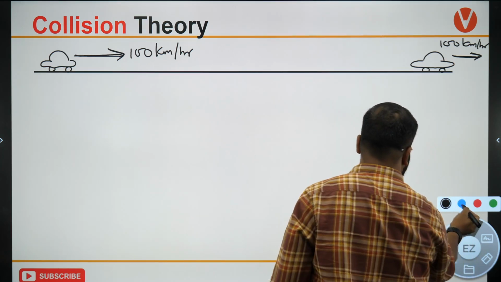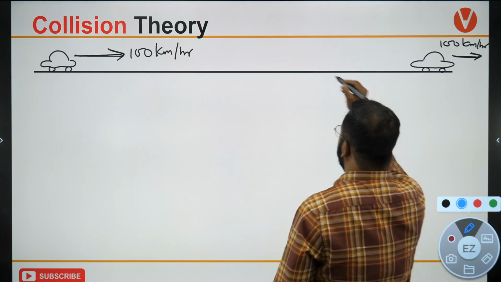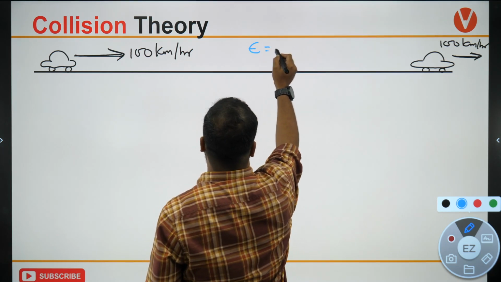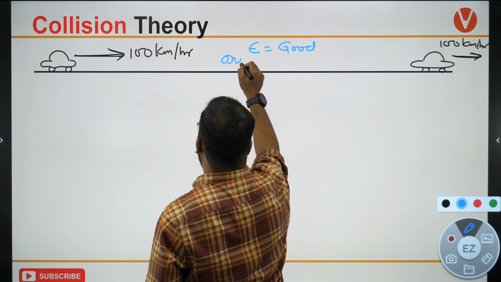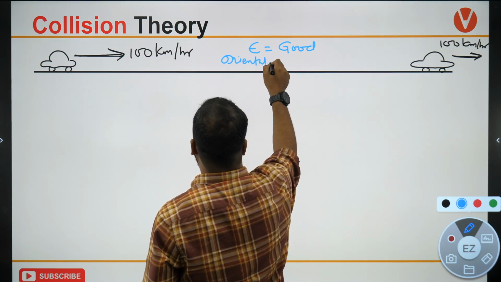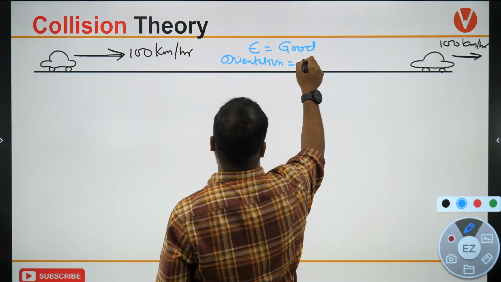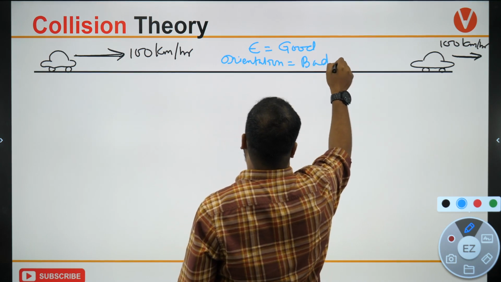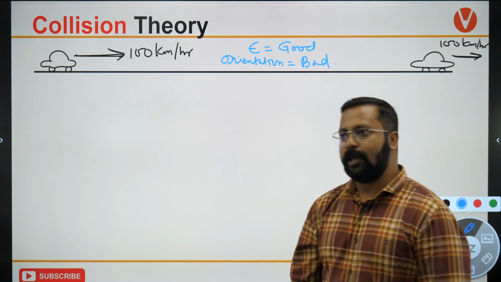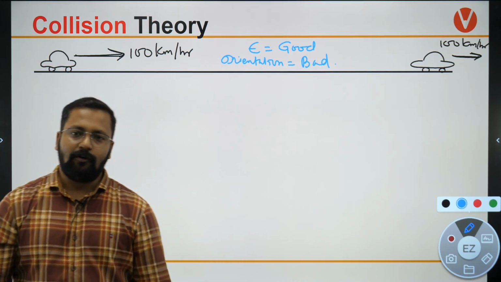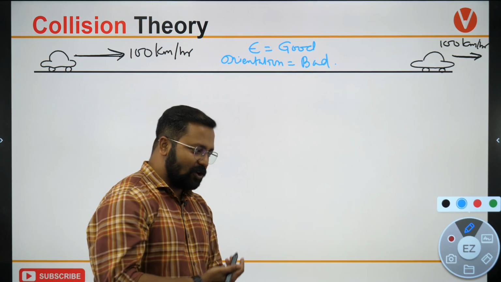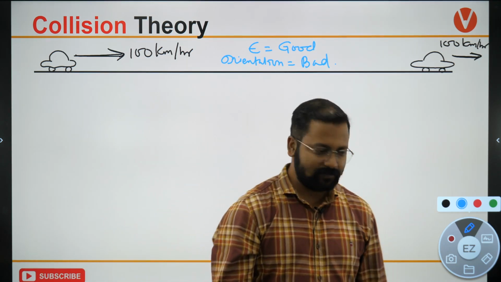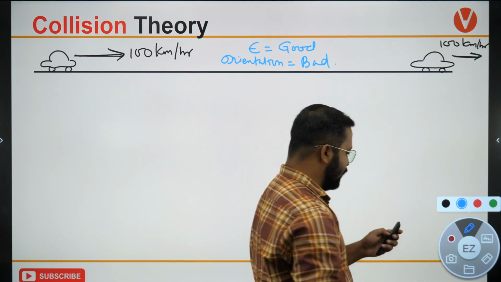But what is missing over here is, energy is good, but orientation is bad. Energy is good, orientation is bad. Will any collision take place? Will it cause any collision? Obviously not. Okay, let's take another scenario.